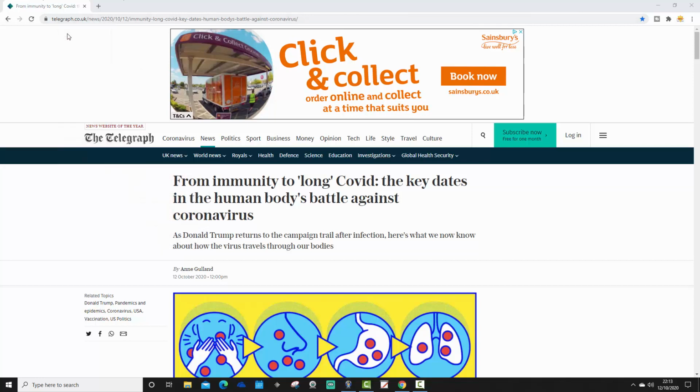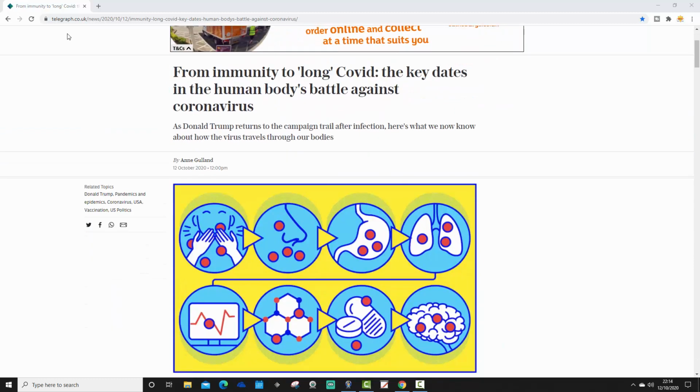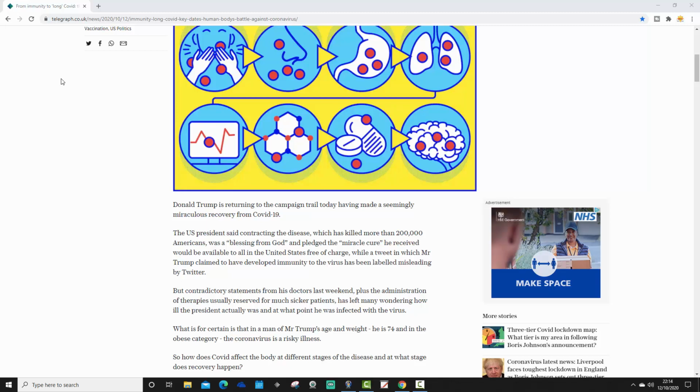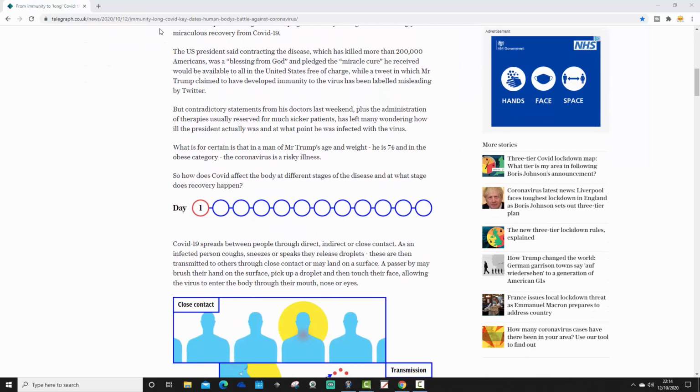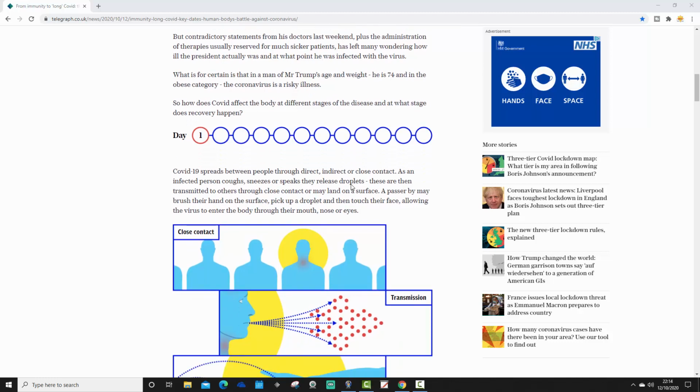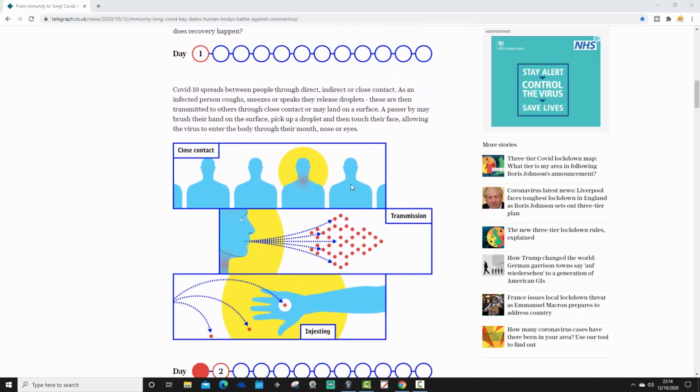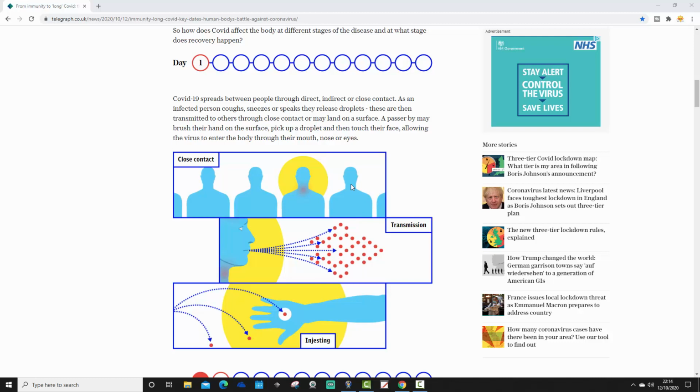I hope we are. Right, so the headline is From Immunity to Long COVID, the Key Dates in the Human Body's Battle Against Coronavirus. The byline is, as Donald Trump returns to campaign trail after infection, here's what we now know about how the virus travels through our body. It is by Anna Guland, and it's dated 12th of October, today, when I am recording the video. There's quite an introduction about Donald Trump's infection, which we won't go through. Where it gets interesting is from here, day one.